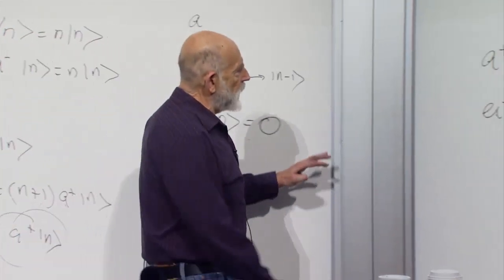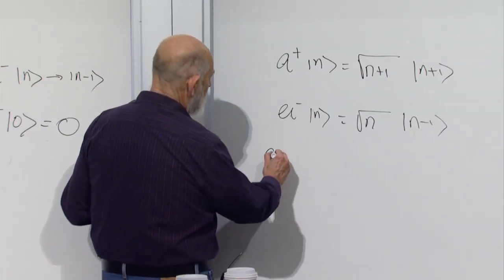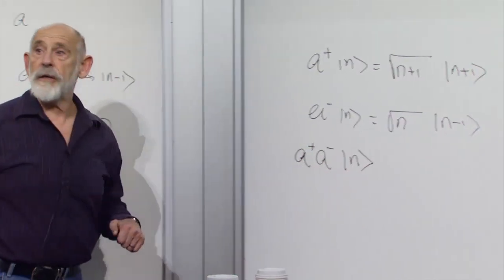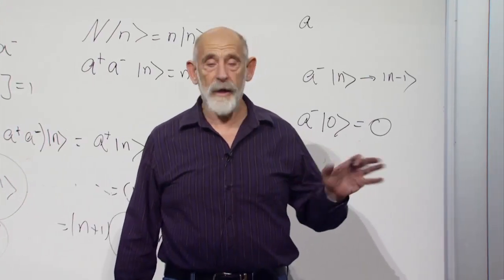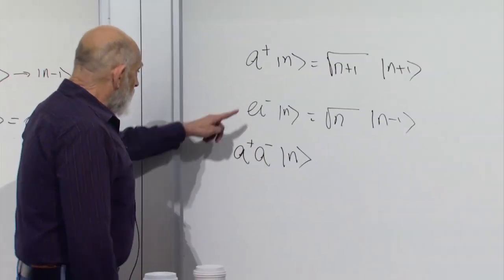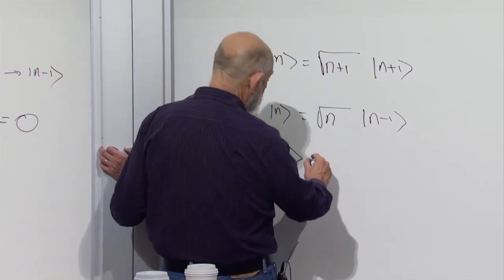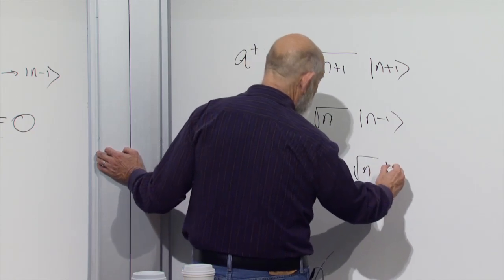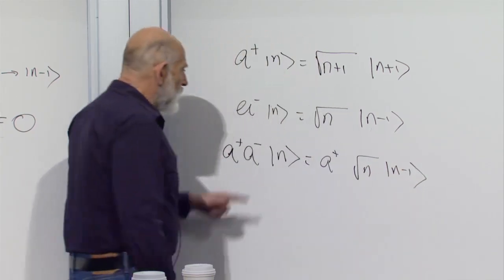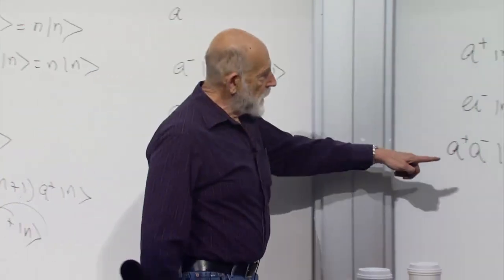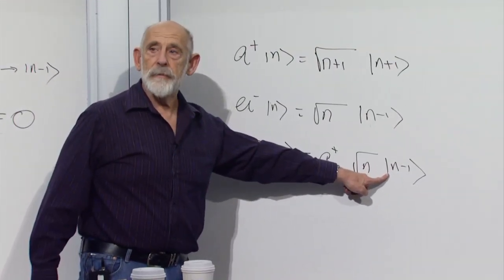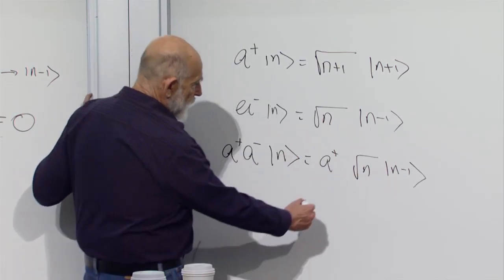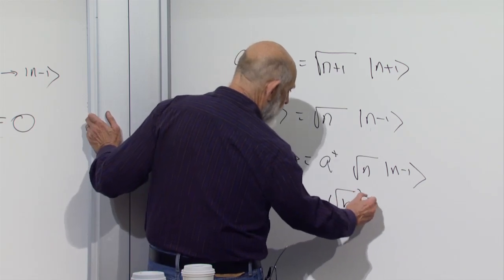Now what do you want to do? You want to try A plus times A minus on n? Was that the game? Somebody asked me. Okay, let's see what we get. All right, A minus on n gives me, we're going to have a plus, then we're going to have square root of n minus 1. Now, what happens when A plus hits n minus 1 here? It gives me another square root of n. So this gives me 2 factors of square root of n times n.